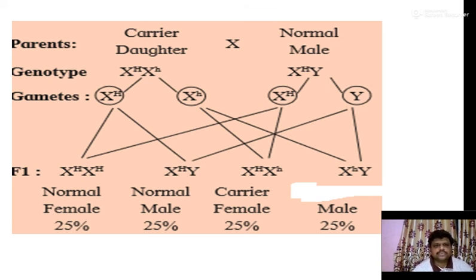Let us see this example. This example shows the parents. This is a carrier daughter, and this one is a normal male. This carrier daughter has the genotype XH and Xh. This is the recessive one, this one is the dominant one. Then this male has XH, which is a dominant gene, and this one is no doubt a normal Y, sex gene. Then the gametes produced would be XH and Xh. Then the male's gametes are XH and Y.